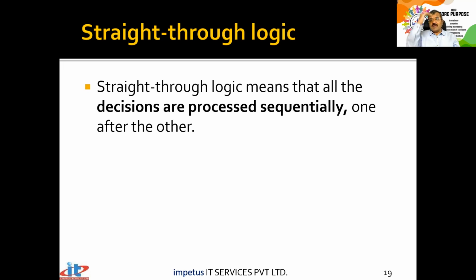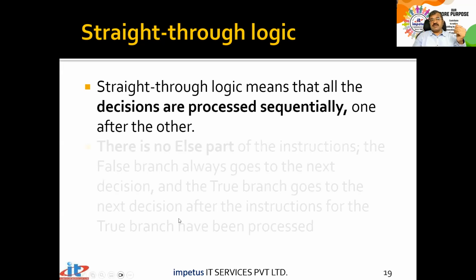Listen to me very carefully. One after another, all the conditions will be executed. No condition will be skipped. So decisions are processed sequentially in straight through logic. Now keep in mind, when the conditions are unrelated, the first condition has nothing to do with the second condition, that's the time when we come across this straight through logic.